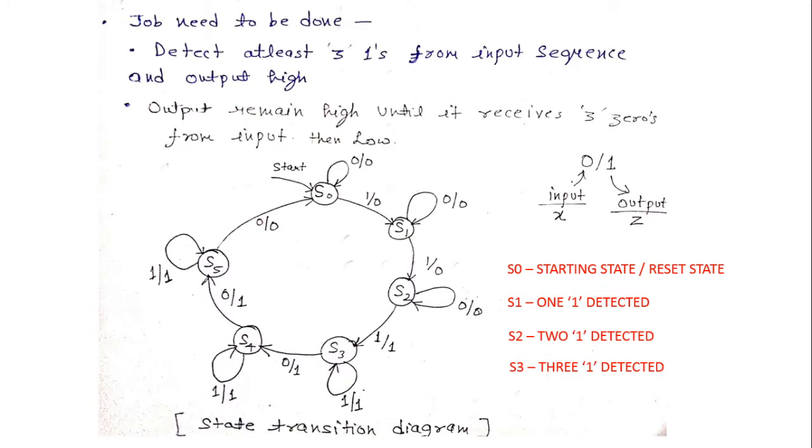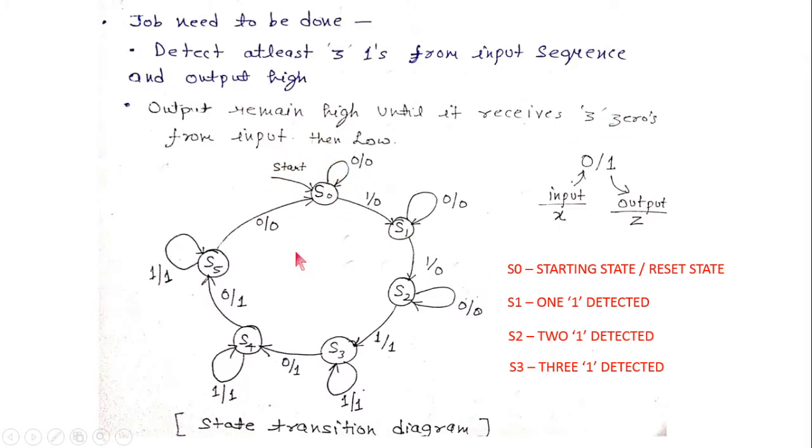If we get more ones, then we will remain in state 3. Why? State 3 represents at least 3 ones detected. So if we get further ones, we will remain in this state. Now we need to fulfill the other criteria. After detecting at least 3 ones, if we get zeros, how many zeros? 3 zeros, it will go to the reset state.